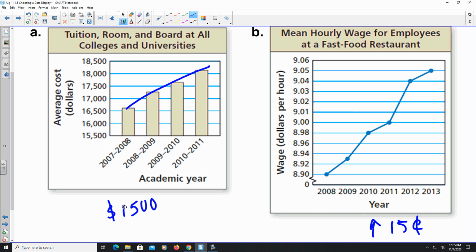I believe it was, it would be what? Yeah, that's less than 2%. So it's about a 1.6% increase in 5 years. And yeah, it could be misleading. Absolutely, for sure. And that is being able to choose a data display. Hope this helps. Until next time.